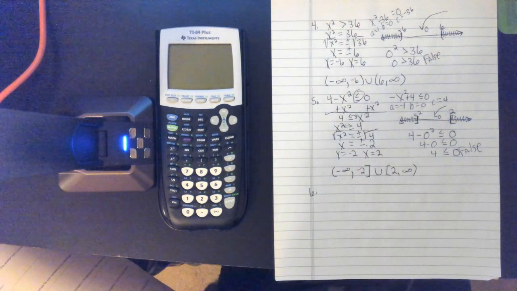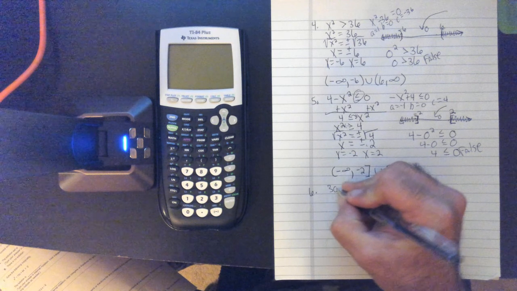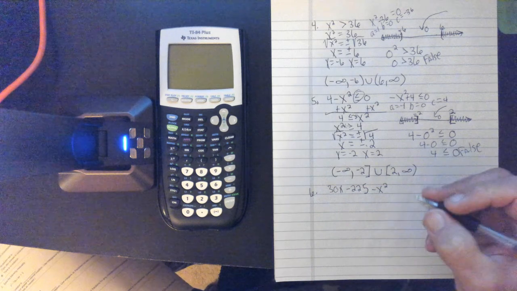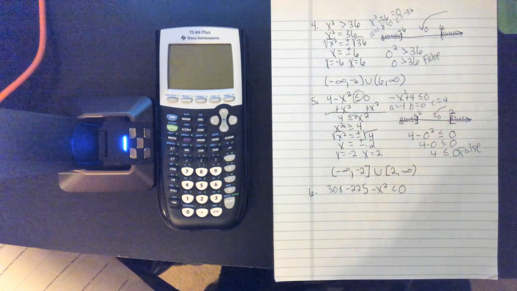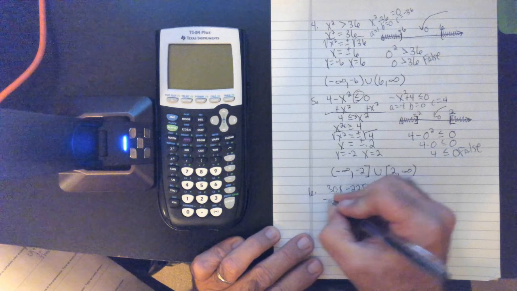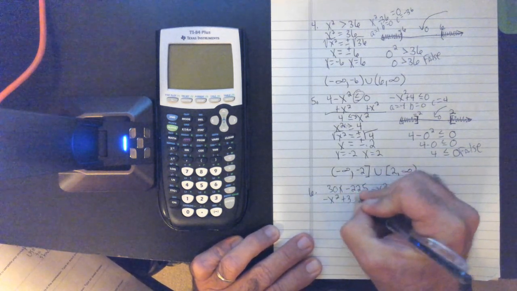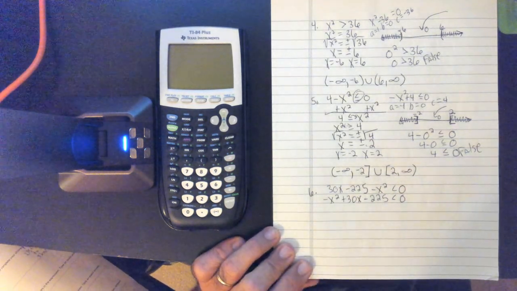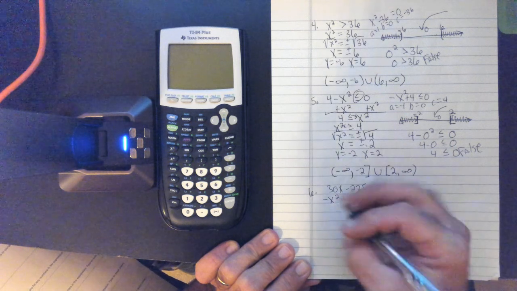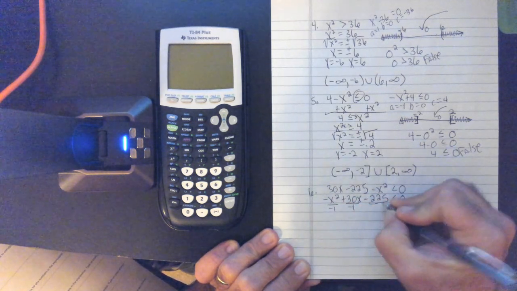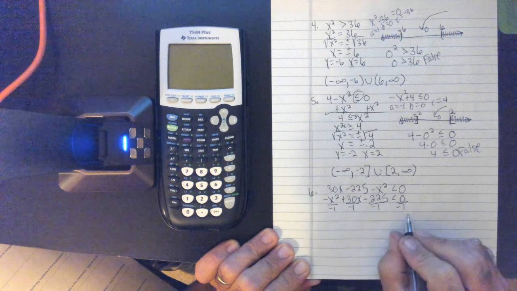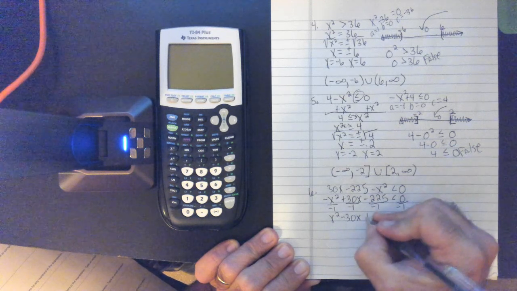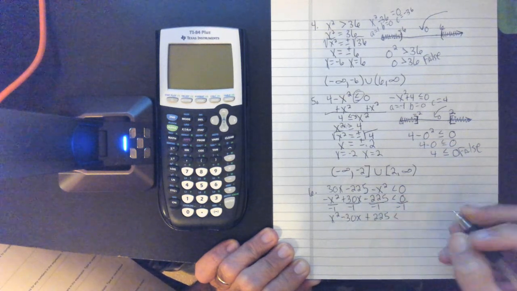Alright, number 6. 30x minus 225 minus x squared is less than 0. First thing I'm going to do is put them in order. I'm going to put the negative x squared plus the 30x minus the 225 less than 0. Now, we don't like the x squared term being negative, so we're going to divide everybody, and I mean everybody, on both sides by negative 1. So that makes that a positive x squared minus 30x plus 225 less than 0.